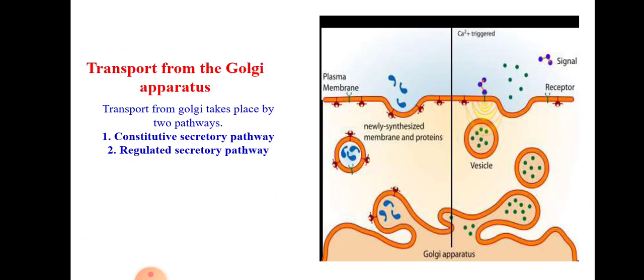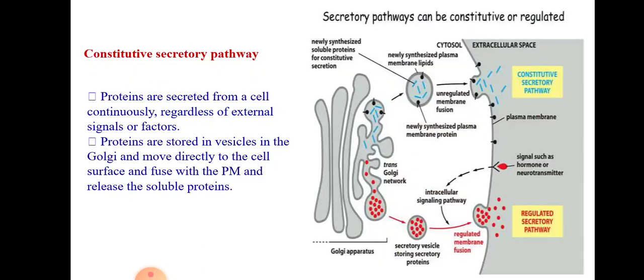And the transport from the Golgi apparatus takes place in two ways: one is the constitutive secretory pathway and the other is the regulated secretory pathway. This is how the secretory pathway happens within the Golgi apparatus. In the constitutive secretory pathway, proteins are secreted from the cell continuously, regardless of external signals or factors. In the second, proteins are stored in vesicles in the Golgi and move directly to the cell surface, fuse with the plasma membrane and release the soluble proteins also.